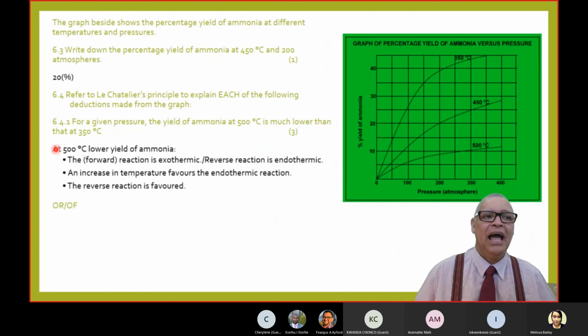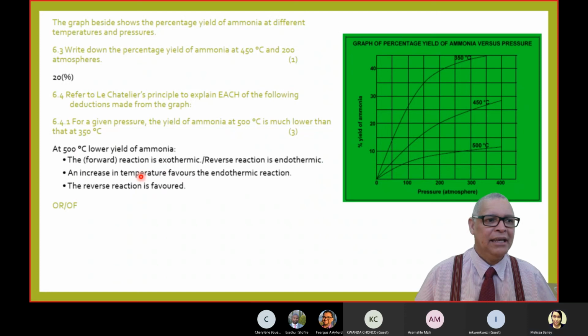Well, at 500 degrees Celsius, notice this graph at the bottom here, a much higher temperature than that one there, the forward reaction is exothermic. Remember that? Exothermic, the forward reaction. In other words, the reverse reaction is endothermic. That's the one that an increase in temperature will be felt by. An increase in temperature favors the endothermic reaction. So the reverse reaction is favored.